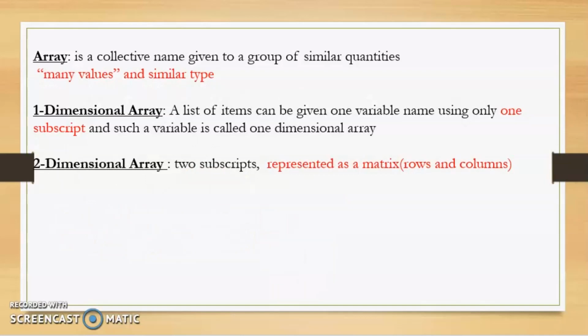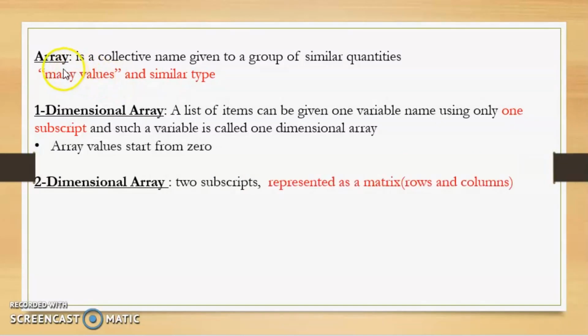Now before we start with two-dimensional arrays, we will revise some basic definitions which we have already covered in one-dimensional arrays. So the basic definition of array is that it is used to hold more than one value and of similar type. Say for example, an integer array will hold many values of only integer data type. Next we had seen what are one-dimensional arrays. One-dimensional arrays will have only one subscript and array values always start from 0.